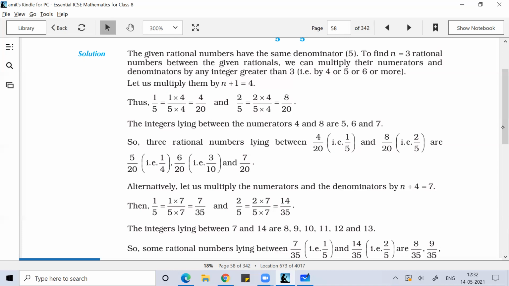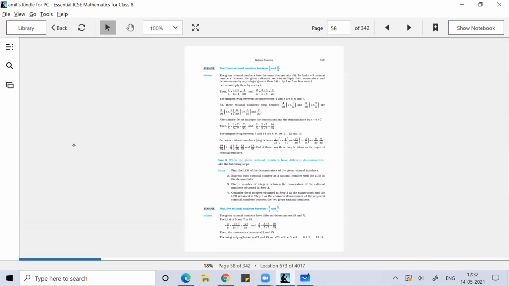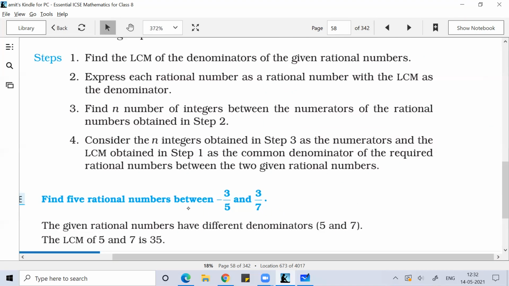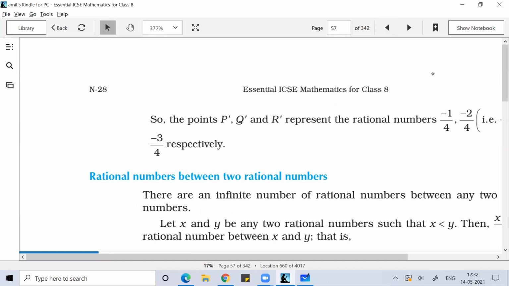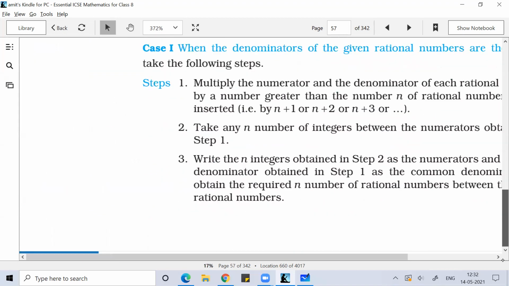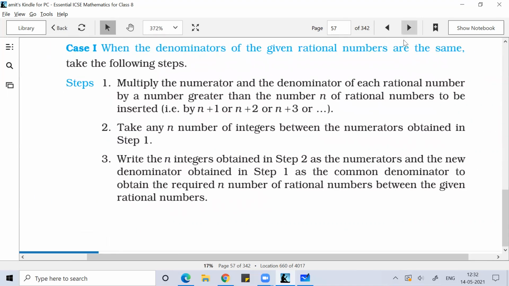You want me to read it again, sir? You read already? Yeah, sir. That's what I told you that time. Okay, so like this way we can do. Now when your denominators are different. The first case I did was when the denominators are same. So when denominators are same, we took an example of how to do that.